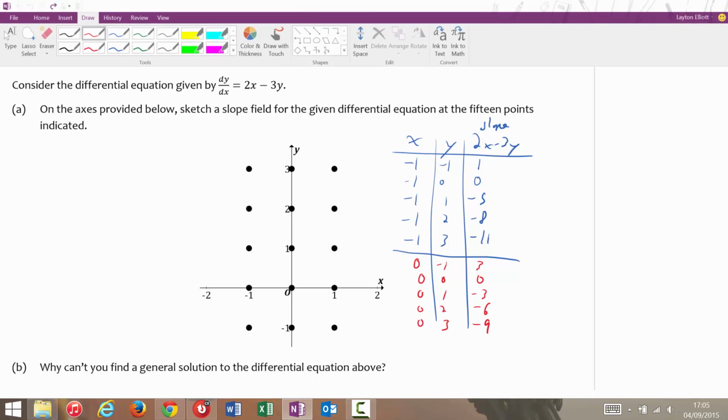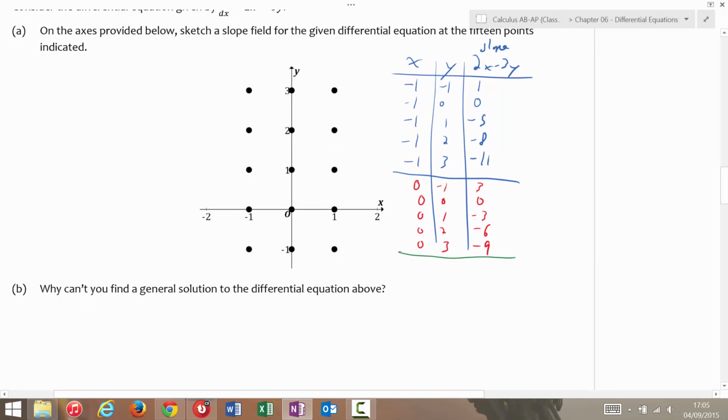And then for my last set of points, my x equals 1, so I've got 1, negative 1; 1, 0; 1, 1; 1, 2; 1, 3. I have, let's see, 1, 3 is negative 7, 1, 2 is negative 4. Oops, I'm doing this the wrong way. I'm looking at a different chart. 1, negative 1 is 5, 1, 0 is 2, and I think it decreases by 3. Negative 1, negative 4, negative 7. Okay, that's right.